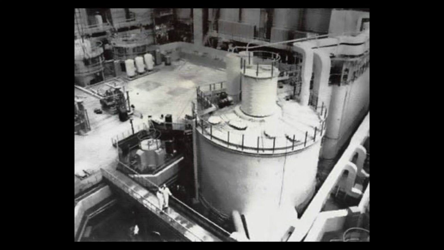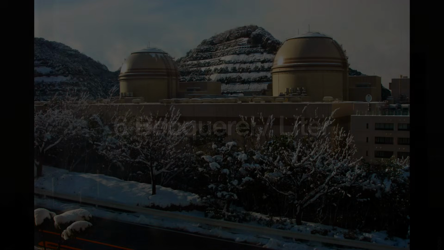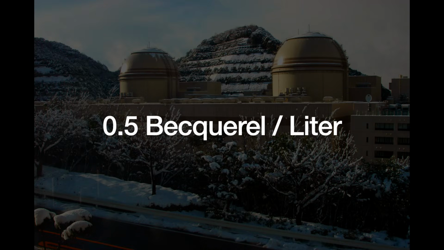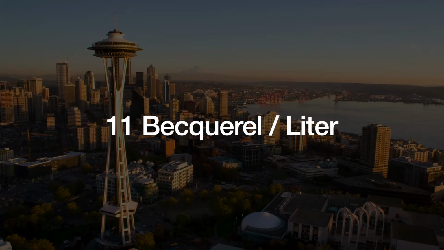Take the aforementioned BN350 nuclear desalination plant out in Kazakhstan. Their maximum tritium level was 6 Becquerel per liter in its desalinated water. Japanese systems go further, showing merely 0.5 Becquerel per liter in their secondary loops. Both of these numbers rank below the naturally occurring tritium levels found in rainwater in Seattle, 11.1.